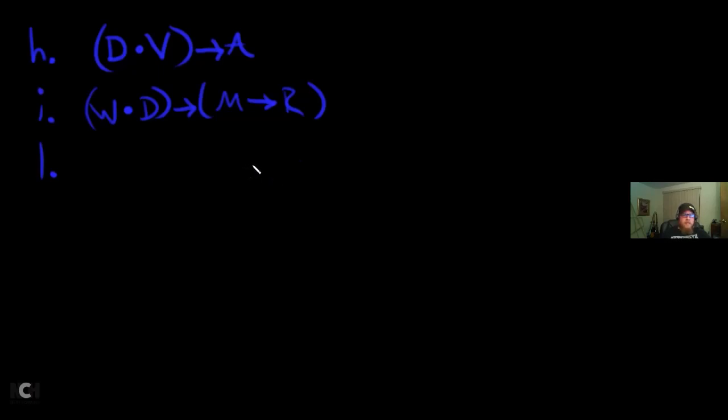Then finally, let's take a look at L here. It's not a particularly great one, but we'll do it. L says this: a prosperous, democratic Latin America is essential to hemispheric well-being.